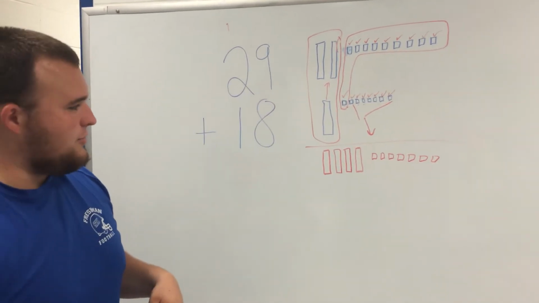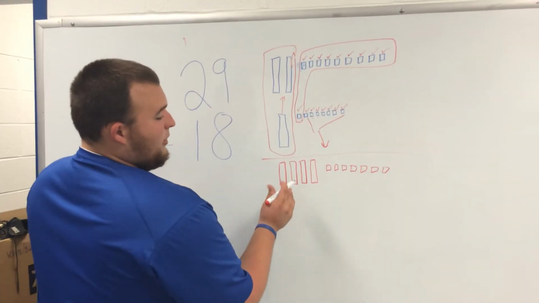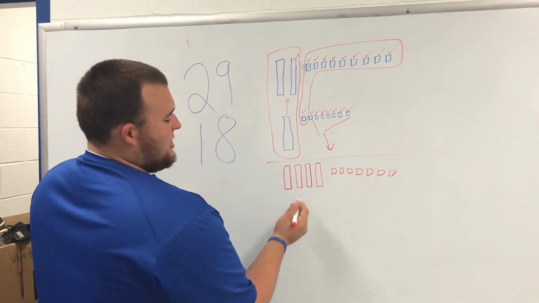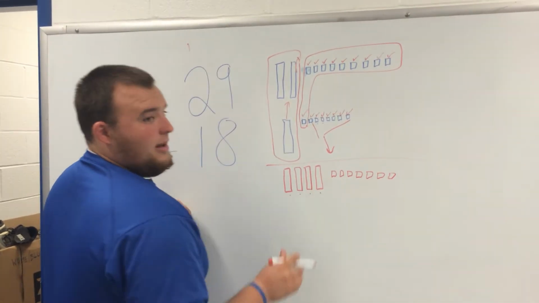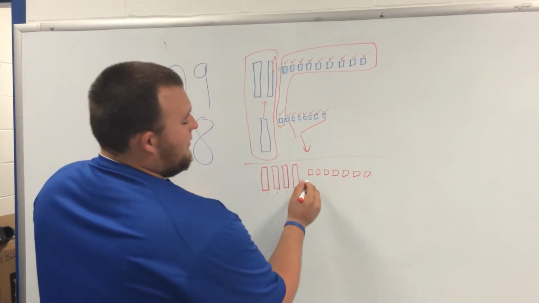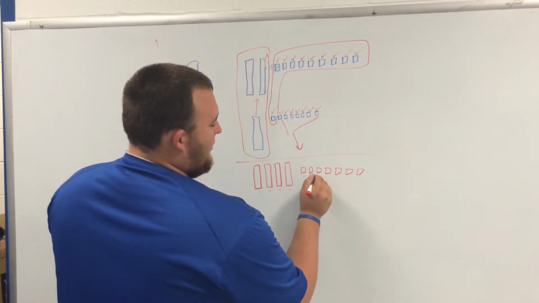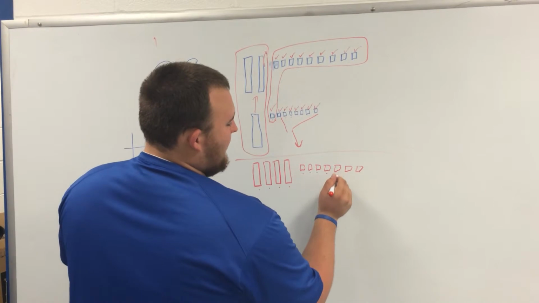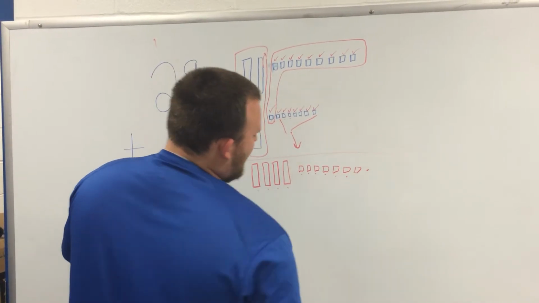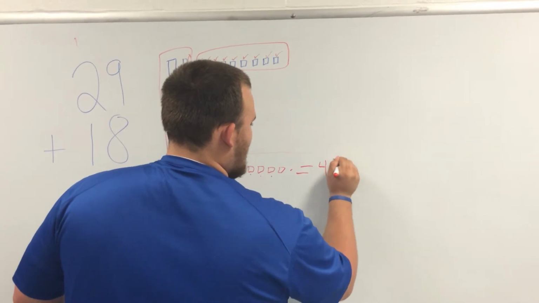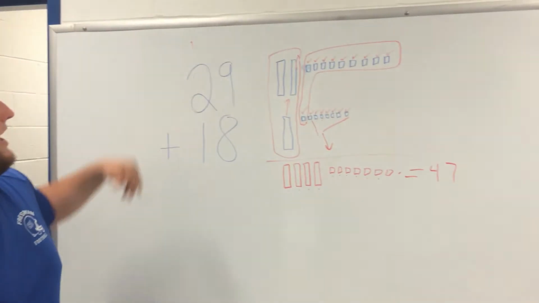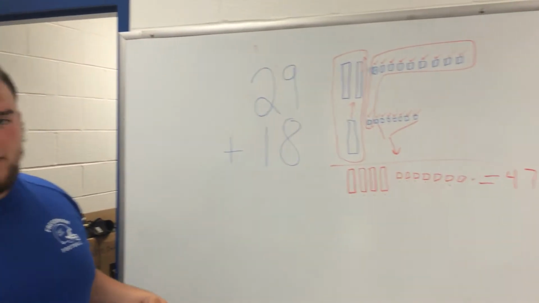Let's check to see if our answer is right. Remember, the longs are worth 10. So we have 10, 20, 30, 40. And then the units are worth 1: 41, 42, 43, 44, 45, 46, 47. So we have 29 plus 18 equals 47.